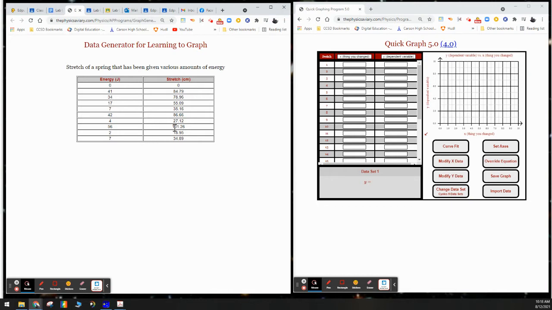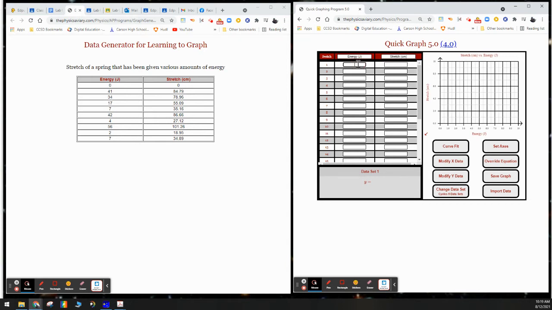Actually, hold on, my bad. Stretch of a spring given various amounts of energy. So we're going to give energy, and see what the spring stretches. So this will be the x-axis, and this will be the y. So energy is the independent variable, and the stretch is the dependent variable. Now you can fill this out. I'll put in here, we'll call it stretch, and it is in centimeters. The energy in joules is the independent variable, and the stretch in centimeters is the dependent variable. So given energy, how much stretch will we get?